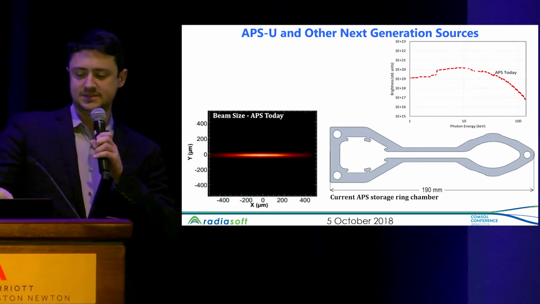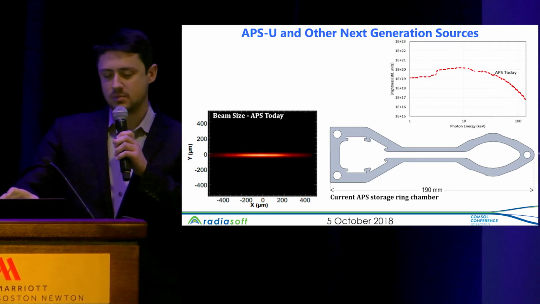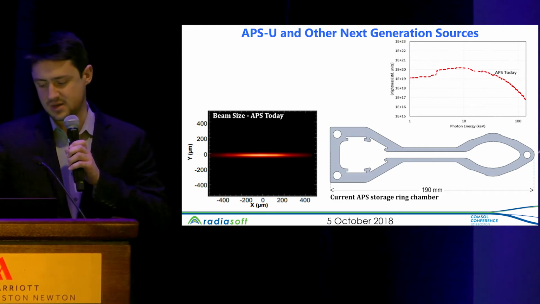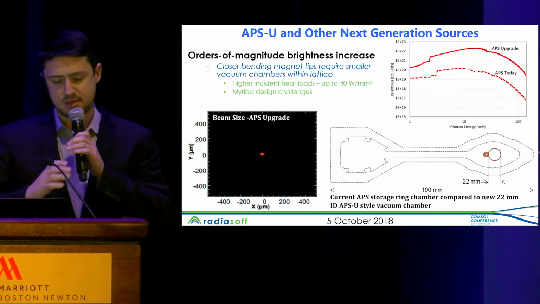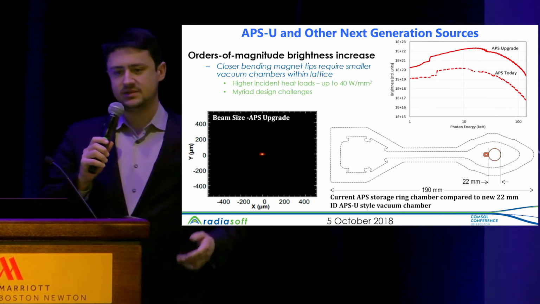This is a cross section of the vacuum chambers that house that electron beam. Okay, so that's the current chamber. It's about 200 millimeters across. Okay, and so the upgrade is going to reduce that horizontal emittance.